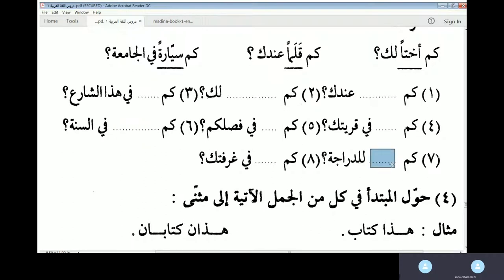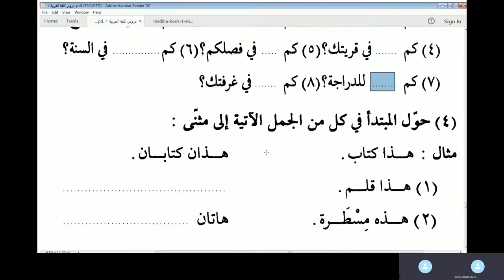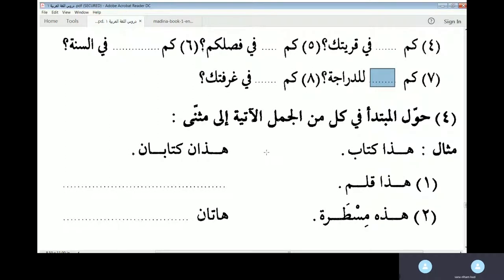Wheels. What do you say for the wheels? Ajalatan. Kam ajalatan lil darrajati? How many wheels does the bicycle have?